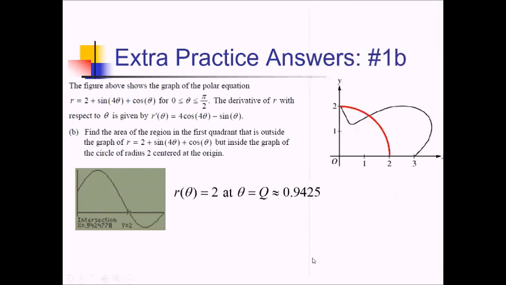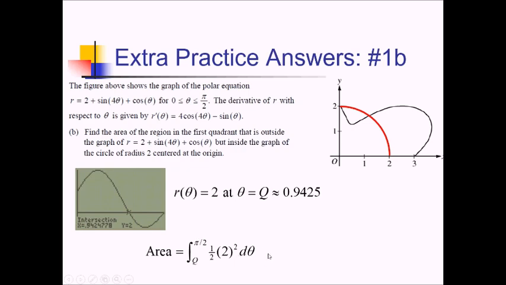Well, we need to figure out the area of the circle, first off, from Q to pi over 2. So I need the integral from Q to pi over 2, and we've labeled Q, so now we know what it is. And we have the circle, so that's going to be 1/2 times 2 squared d theta. You don't really want to use geometry in this situation because it's not really clear what proportion of a circle this is. So we're going to stick to integrals on this one.